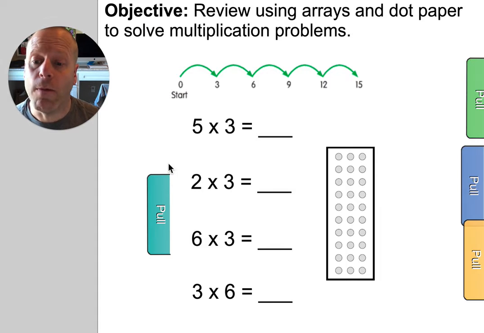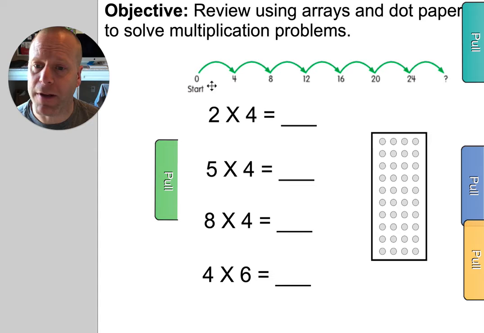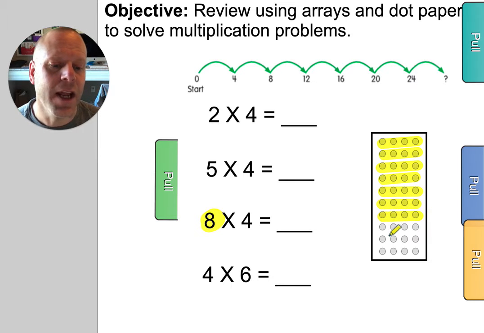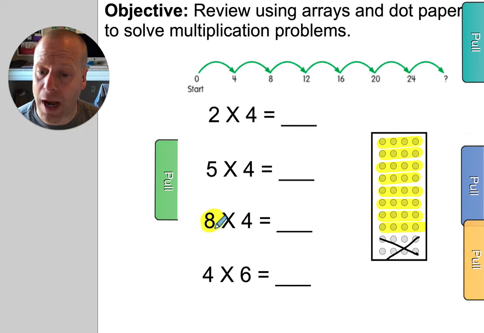We also touched on 4's the exact same way, counting by 4's, using the dot paper for 4's. Remember, if they want 8 4's, I would just go, there's a 4, 2, 3 4's, 4 4's, 5, 6, 7, 8 4's. There they are. And I would just cross off these. And already you can see the problem with arrays. When you're doing larger problems, it's a lot to count.